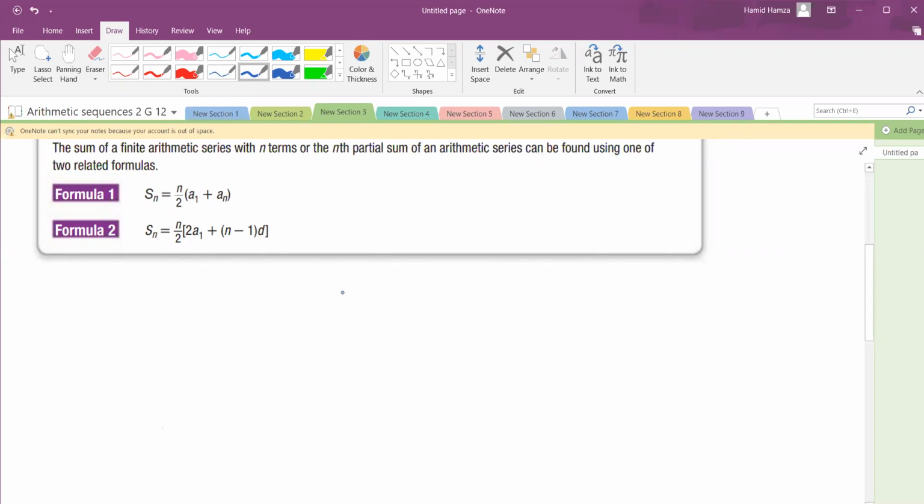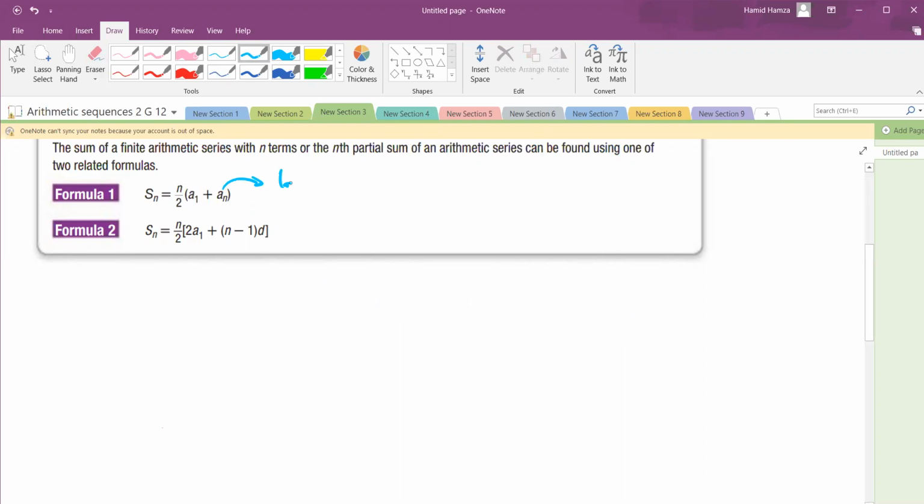Okay, for example, if I give you 2, 4, 8, and we keep going until 88, for example, and ask you to find the sum of this sequence, starting from 2 and ending at 88. So the first term is given, and the last term is given. So we will use this one, n over 2.